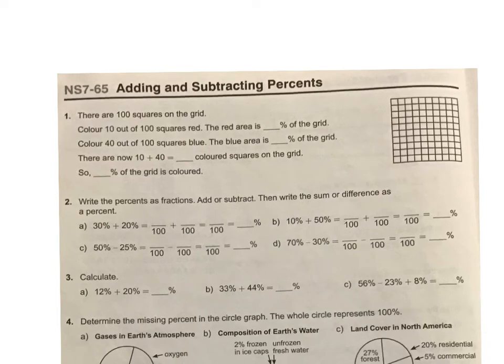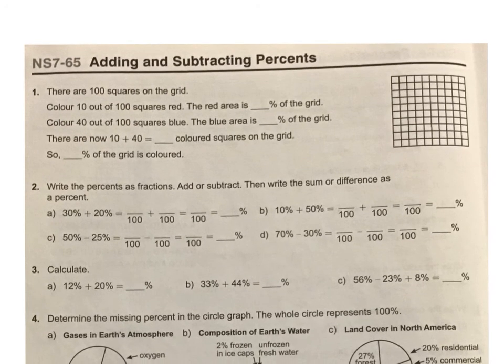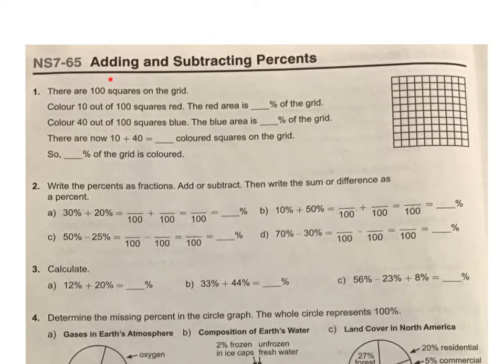Our second page, page 12, is on adding and subtracting percents. So we're going to look at question 1. There are 100 squares on the grid. Yep, we can look over it. It's a 10 by 10 grid. There are 10 out of 100 squares that are red.